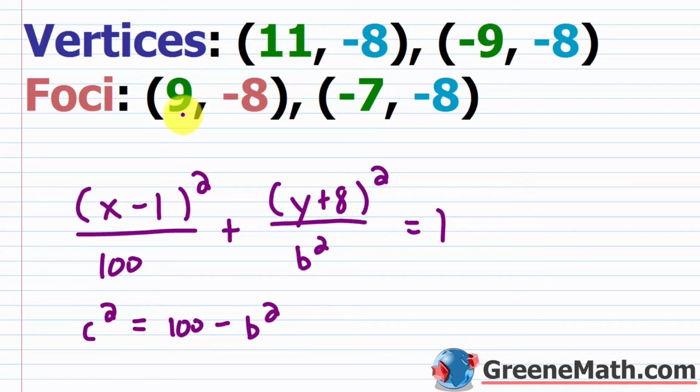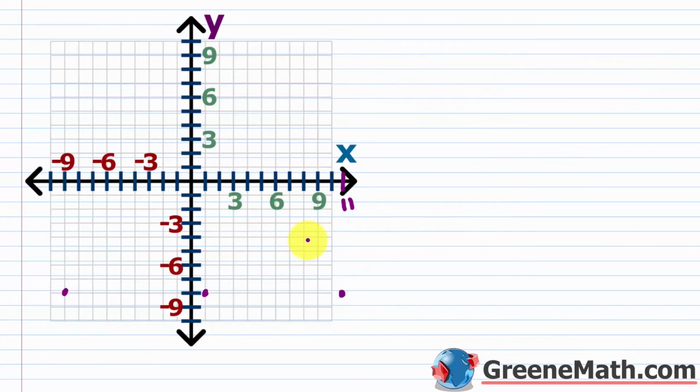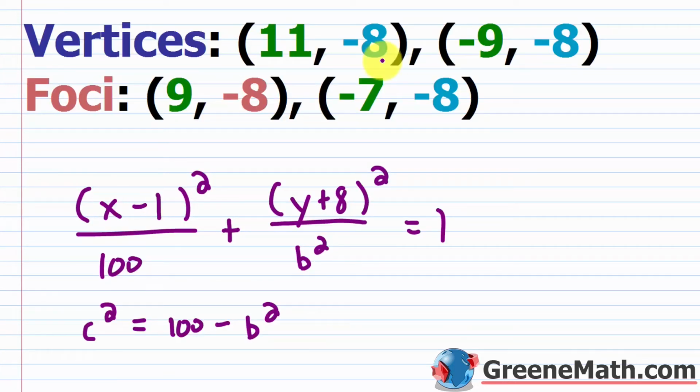So just take either one of these. I'm going to say from 9 to 1 is going to be 8 units. Because again, if I plotted 9 comma negative 8, that's going to be right there. So the distance from here to here, it's 1, 2, 3, 4, 5, 6, 7, 8, right? 8 units. So you can count it like that, or you can just eyeball it.